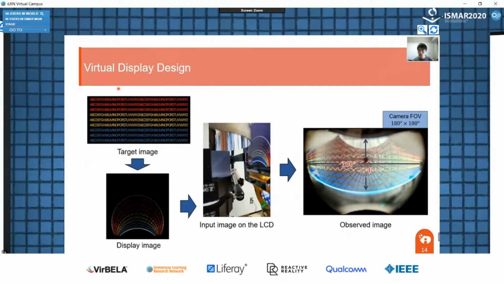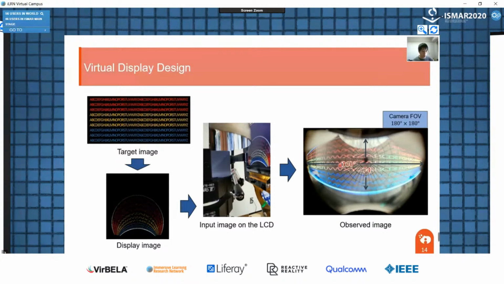To display a non-distorted virtual image, we developed a simple algorithm that transforms the target image into the display format, and the display image is given by the LCD into the system. As a result, we can display the virtual image within a field of view of 160 degrees times 74 degrees.